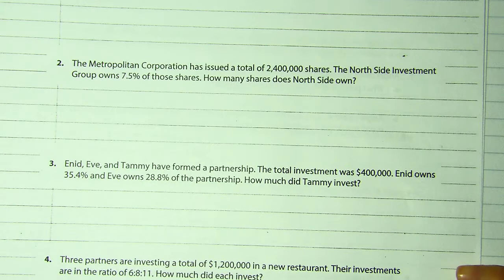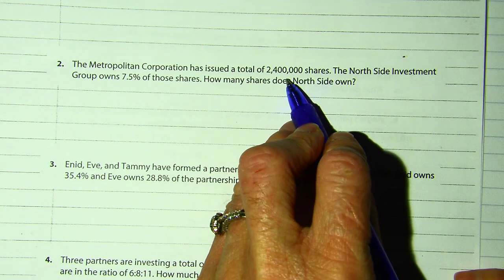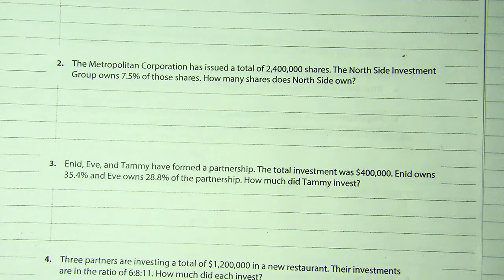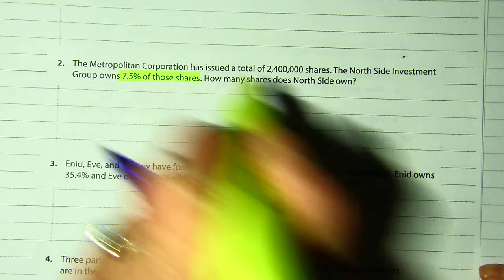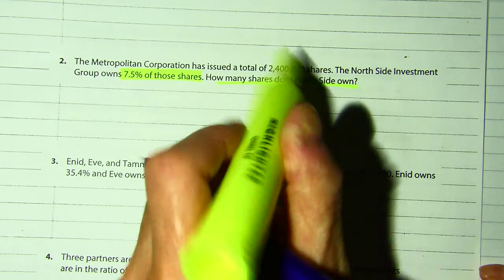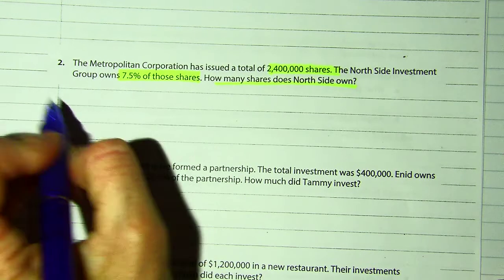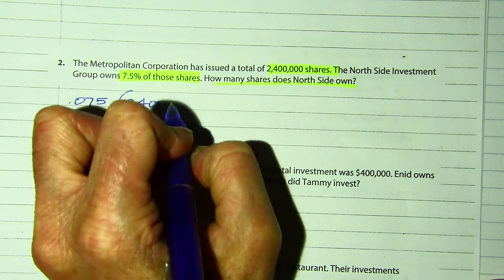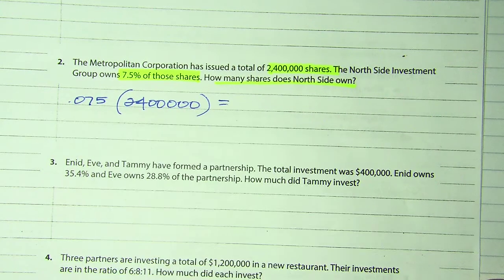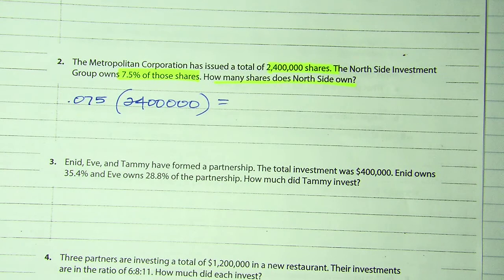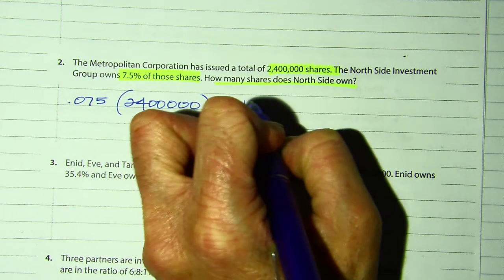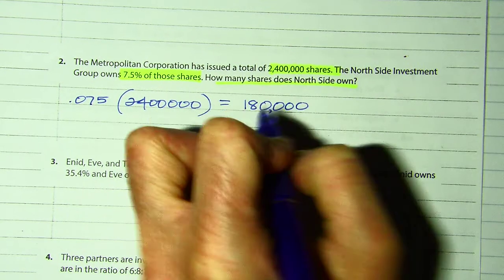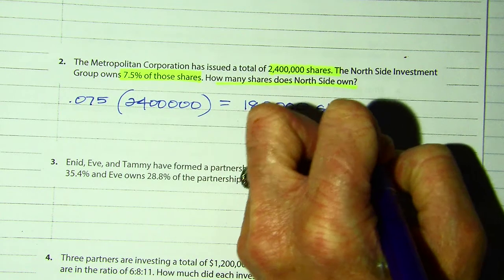Number two, the Metropolitan Corporation has issued 2.4 million shares. The Northside Investment owns 7.5% of those shares. So how many shares do they own? Well, you'd simply multiply 0.075 times the number of shares. Remember, we have to always convert from percent to decimal, decimal to percent. So if you multiply those, you should get 180,000, and that's the number of shares that they hold in this company.